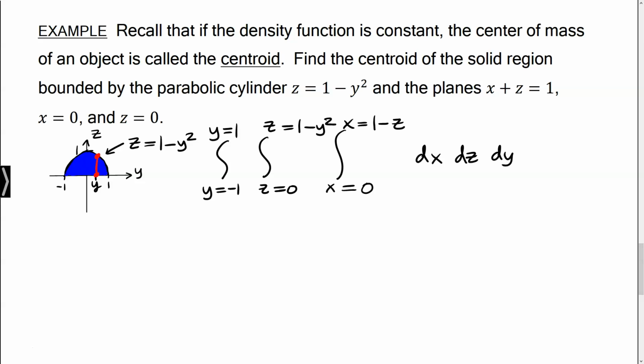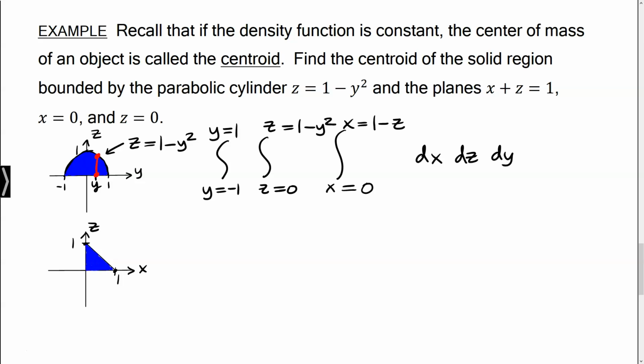So that would be projecting onto the xz plane. So if you project it onto the xz plane, hopefully this is what you got. You should get this little triangular region connecting the points. Well, it'd be x equals 1, z equals 0, and z equals 1, x equals 0. So it's going to be this little triangular region right in here.